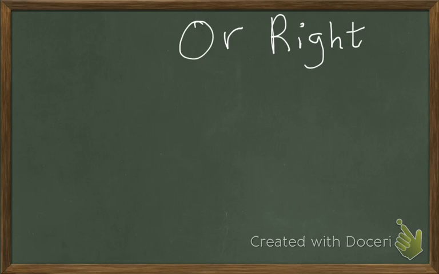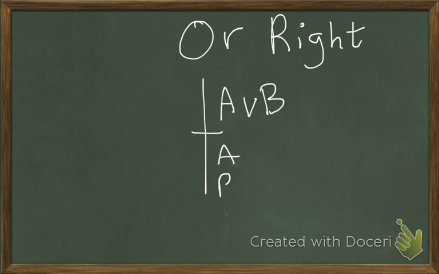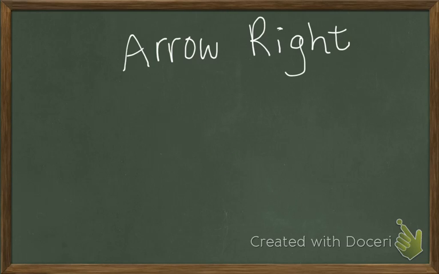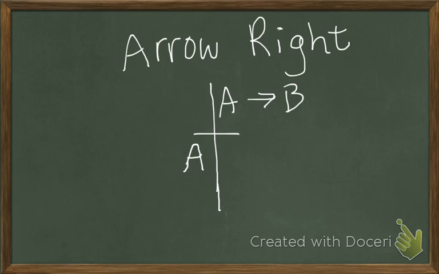The second rule that does not require branching is or right. So if the formula A or B is false, well then we know that A is false and so is B, because there's only one way in which a disjunction is false. The third and final rule that does not require branching is the rule of arrow right. So if the formula A arrow B is false, well, there's only one way that that can be false, and that's if the antecedent A is true and the consequent B is false.